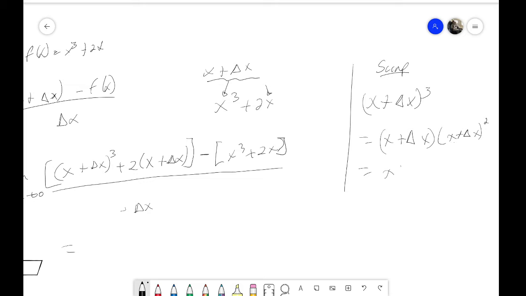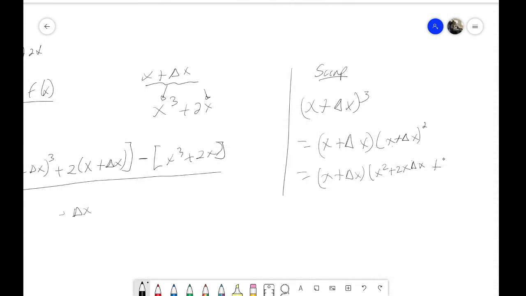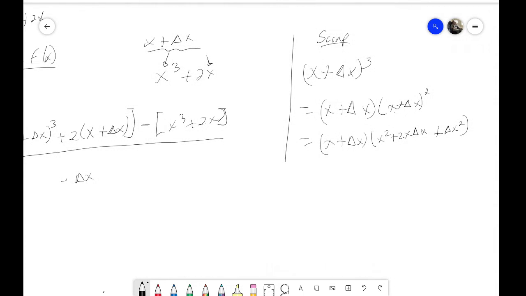Now remember, this second part is going to be equal to x squared plus 2x delta x plus delta x squared. I'm putting the square on the delta, not the x, just to keep bookkeeping of this. You don't have to, but I prefer to put it there so things are a bit clearer.